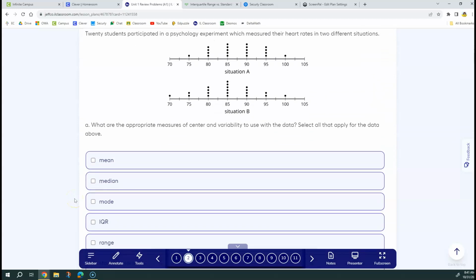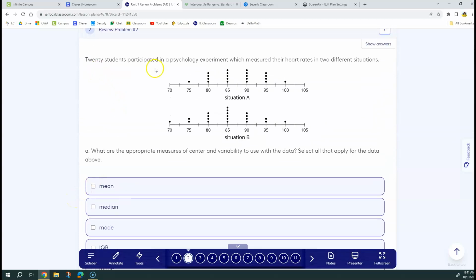Look at review problem number 2. 20 students participated in a psychology experiment which measured their heart rates in 2 different situations. So we've got the heart rates in situation A and then the heart rates in situation B. What are the appropriate measures of center and variability to use with the data? Select all that apply for the data above.